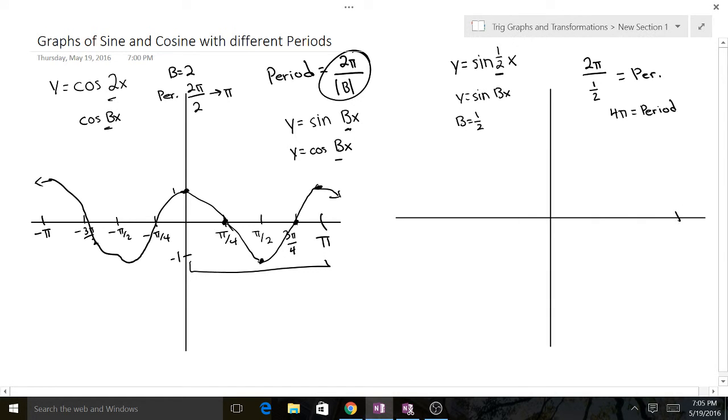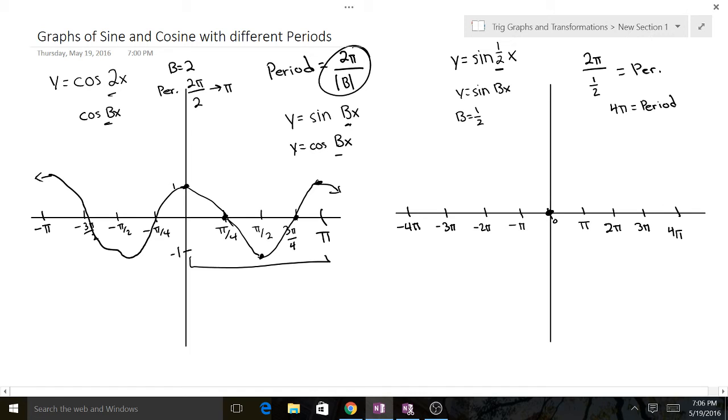So 4 pi all the way over here. Remember, we have to divide it by 4, and those will be all our critical points. 4 pi divided by 4 is just pi, so at all the pi's it'll be something. So pi, 2 pi, 3 pi, then 4 pi. Then we have 0. Then we've got negative pi, negative 2 pi, negative 3 pi, all the way down to negative 4 pi. Again, there are no amplitude changes, no phase shifts, and no up and down movement. It's just the sine function. It just has a longer period.